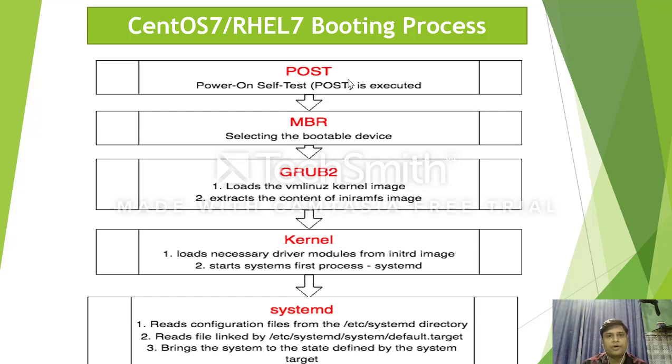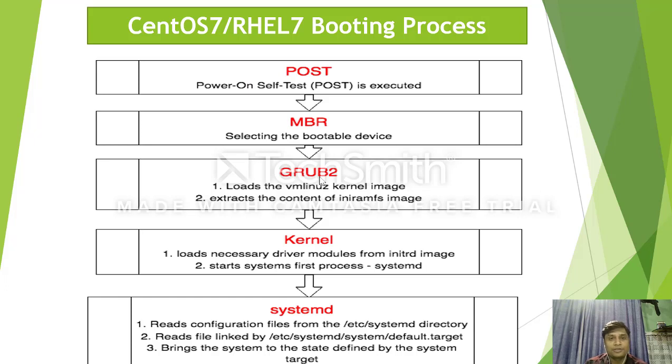MBR is master boot record. The size of MBR is 512 bytes, in which 446 is the bootloader, and this MBR will select the bootable device, where you want to load your ISO image from, pen drive or DVD. Then it will execute GRUB. So guys, GRUB will load the vmlinuz kernel image and extract the content of the initial RAM file system image. If you did not press any key on the keyboard, your default kernel will load, and then it extracts the content of the initial RAM file system image.